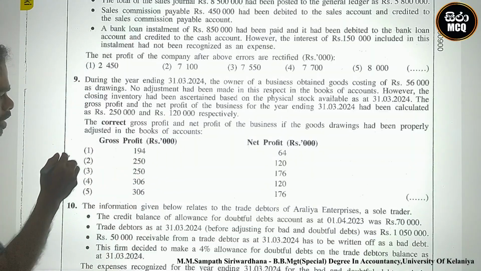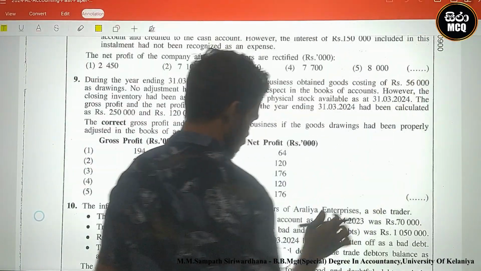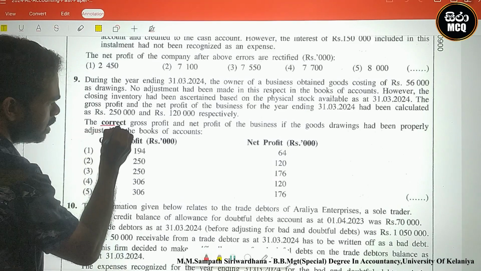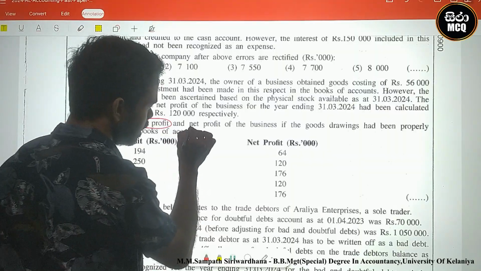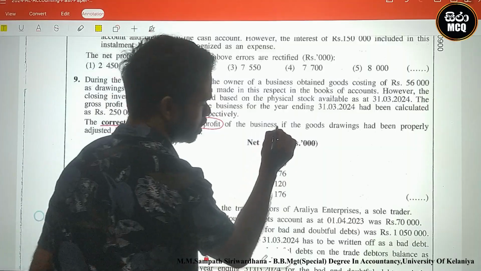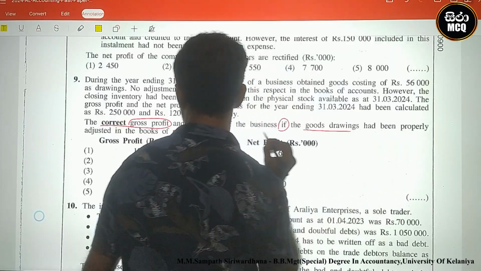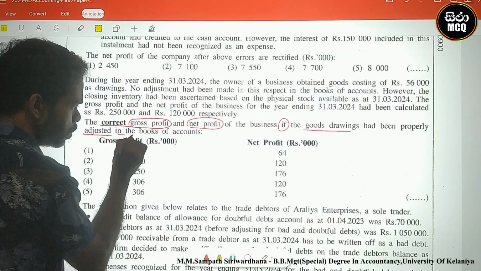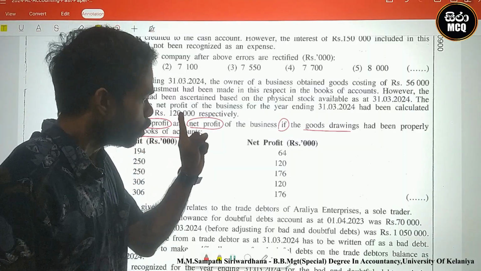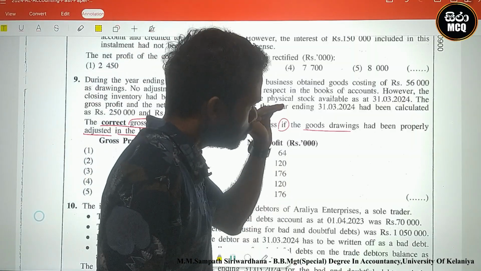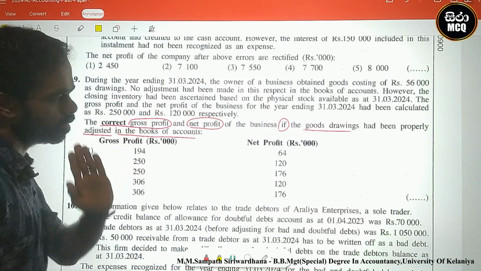Look here. What is the requirement? They request the correct gross profit and net profit of the business if the goods drawing had been properly adjusted in the books of account.